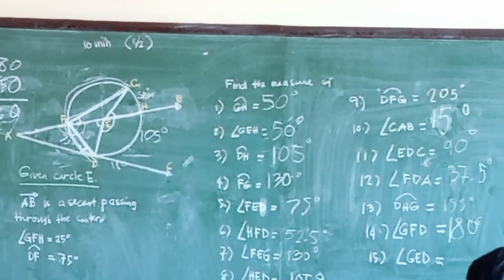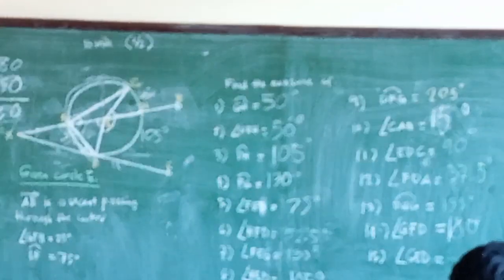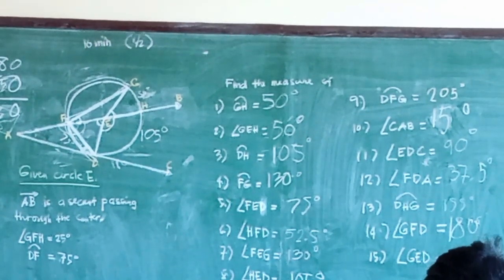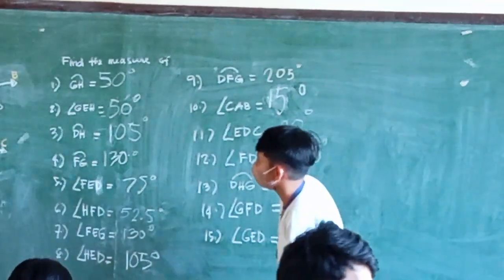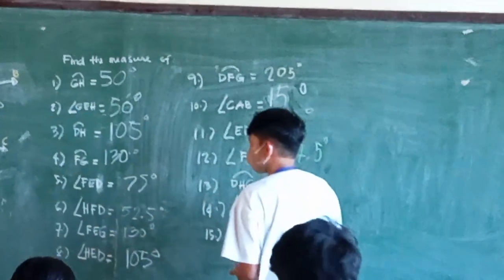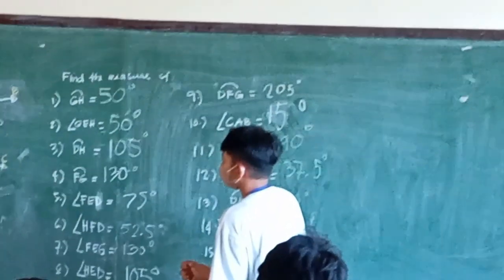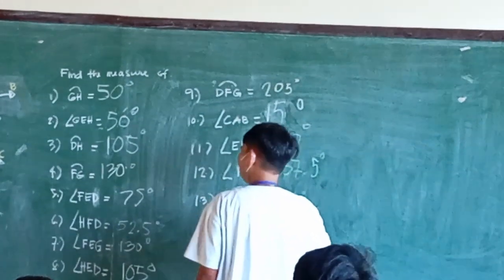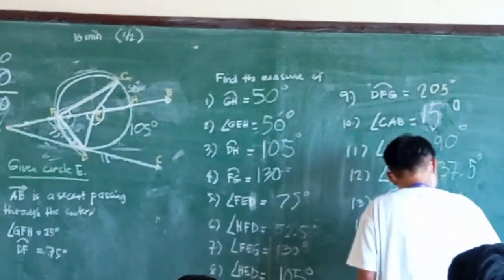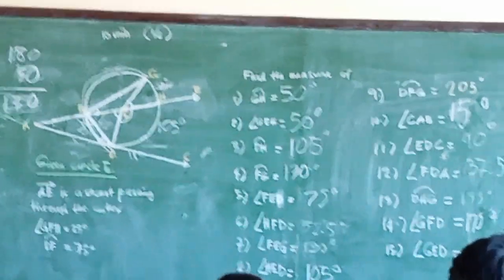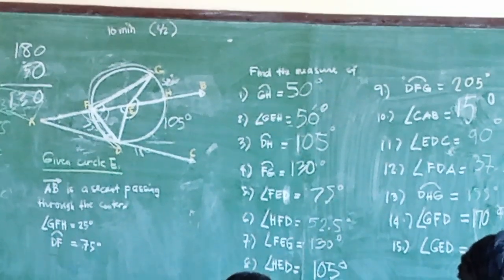What is your answer for number 14? Kayla? Angle GFD. Your answer is 170 degrees.